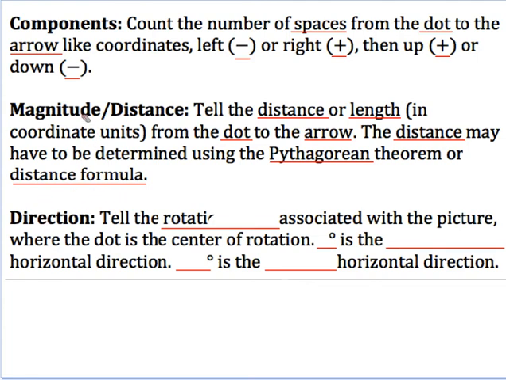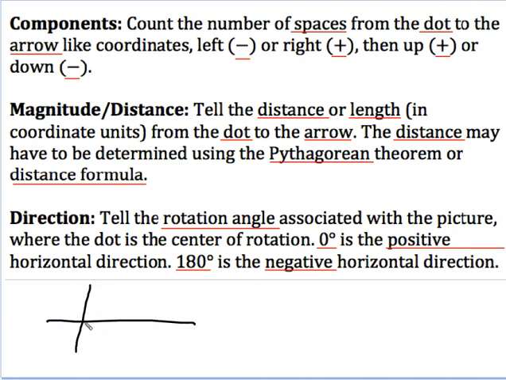All right, so with vectors, you have distance and direction. The direction tells the rotation angle associated with the picture, where the dot is the center of rotation. 0 is the positive horizontal direction, and 180 is the negative horizontal direction. Okay, so I know we are used to having an x and y axis, and our origin would normally be the starting point with our rotation angle like this.